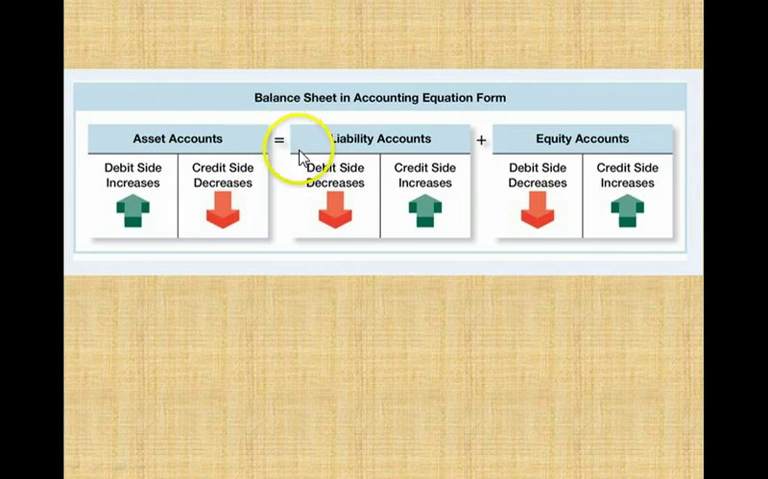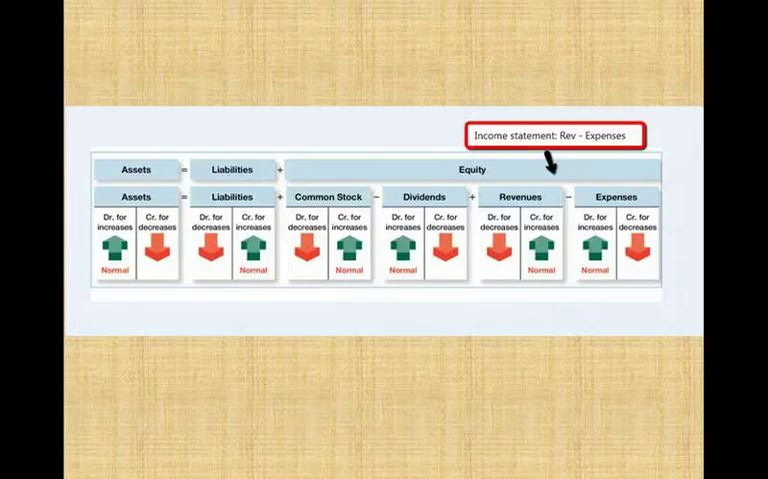Notice on the opposite side of the equal sign, both liability and equity accounts operate in the reverse. Increases occur as credits, and decreases occur as debits. Now the chart presented earlier is expanded just a little bit, and this particular chart includes both revenues and expenses on the income statement and shows you how to handle increases and decreases in those accounts as debits and credits. So here is the income statement, revenues minus expenses.